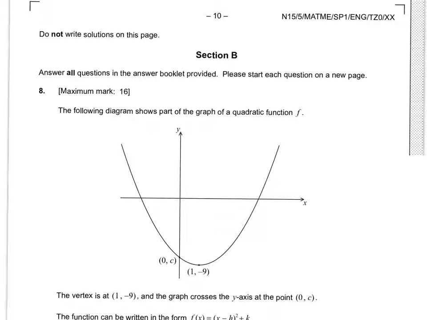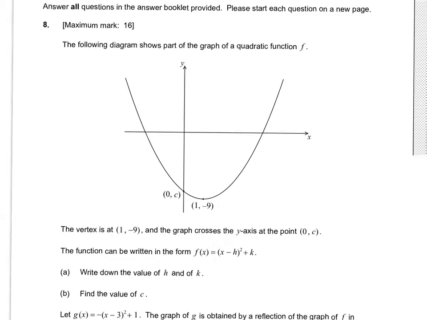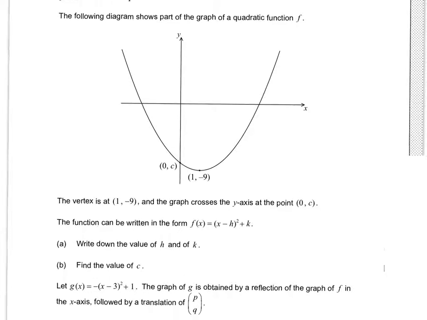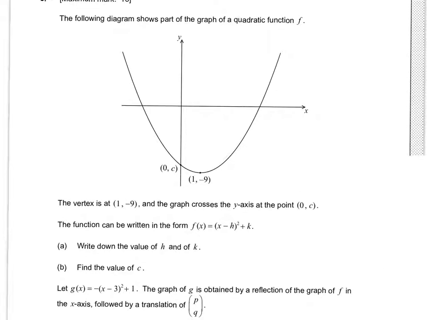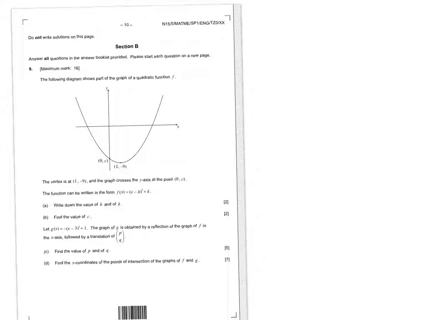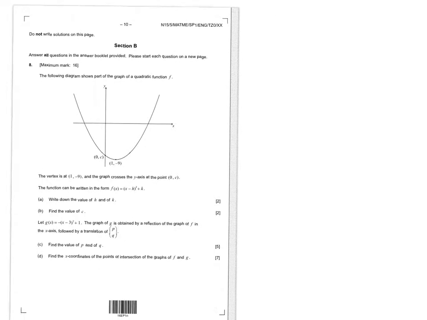This is November 2015, paper 1, question 8. That's a question all about quadratics and gives you information presented graphically. So it's a section B question, which means you should be writing it on paper separately. In order to facilitate this, I'm going to shrink it down a little bit there. We'll see how we get on with that.